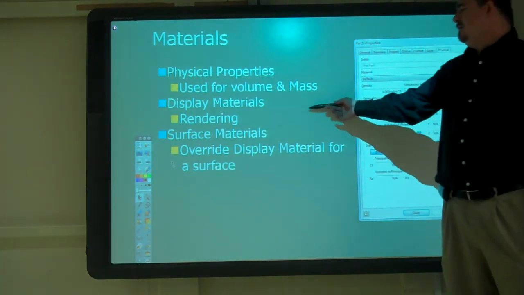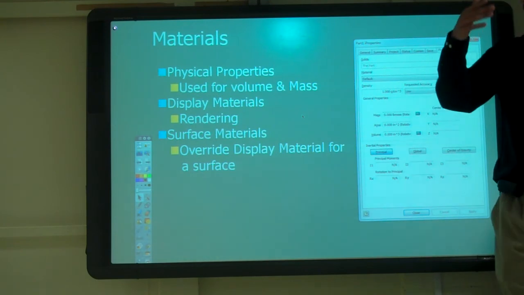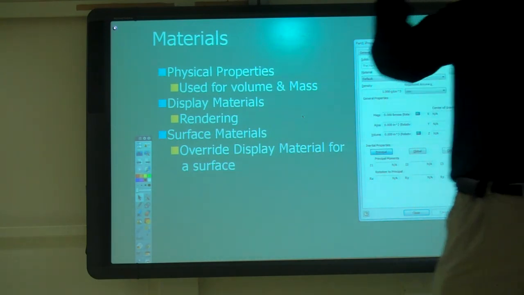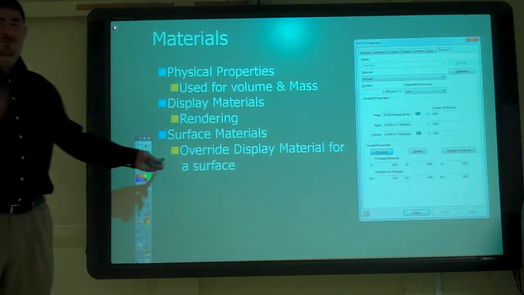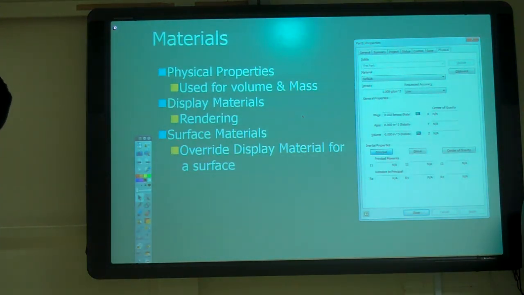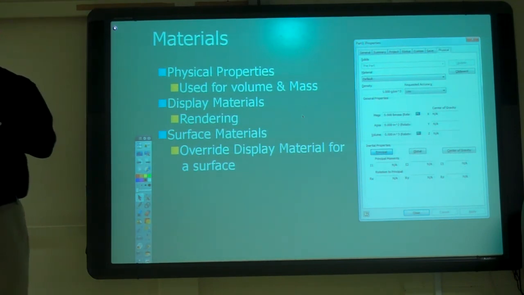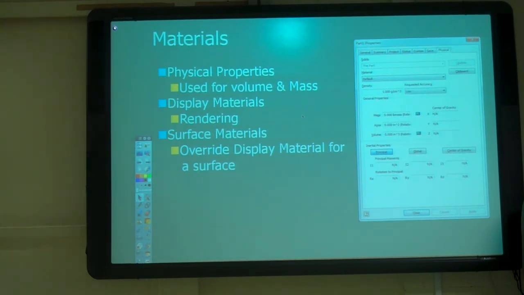We also have the display materials, so when we get to rendering, what it's going to look like on the outside when we render it. And we can also override surfaces, so we can have most of the part being cast, and then a couple surfaces being machined. We can show that with a different material on the rendering.